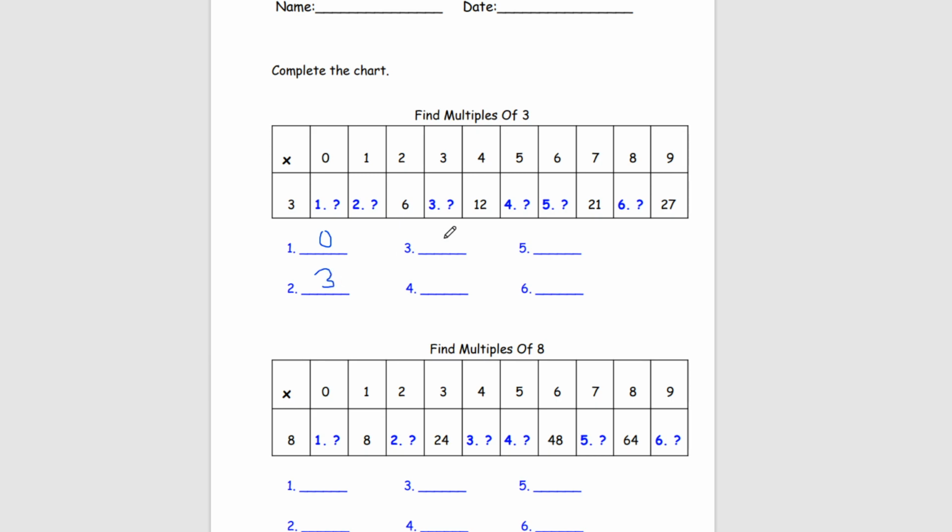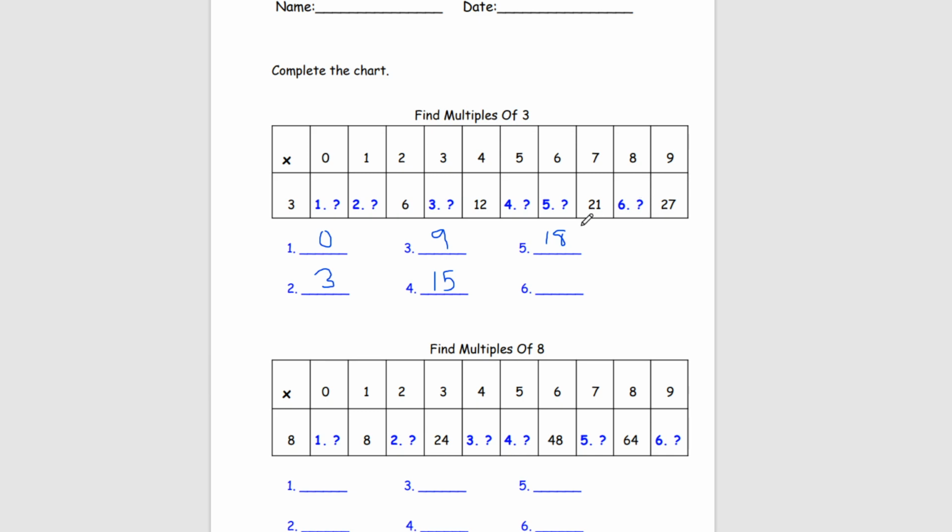For number 3, now we can use the method of just adding. Since we know that 2 times 3 is 6, if we add 3 more, that'll get us 3 times 3. So 6 plus 3 equals 9. That's our answer for number 3. Same thing for number 4. We can see that 4 times 3 is 12, and to get to 5 times 3, we can add 3. So 12 plus 3 equals 15, so our answer for number 4 is 15. For number 5, we can do the same thing again, just adding on from 15 this time. So 15 plus 3 is 18, so we know that 6 times 3 is equal to 18.